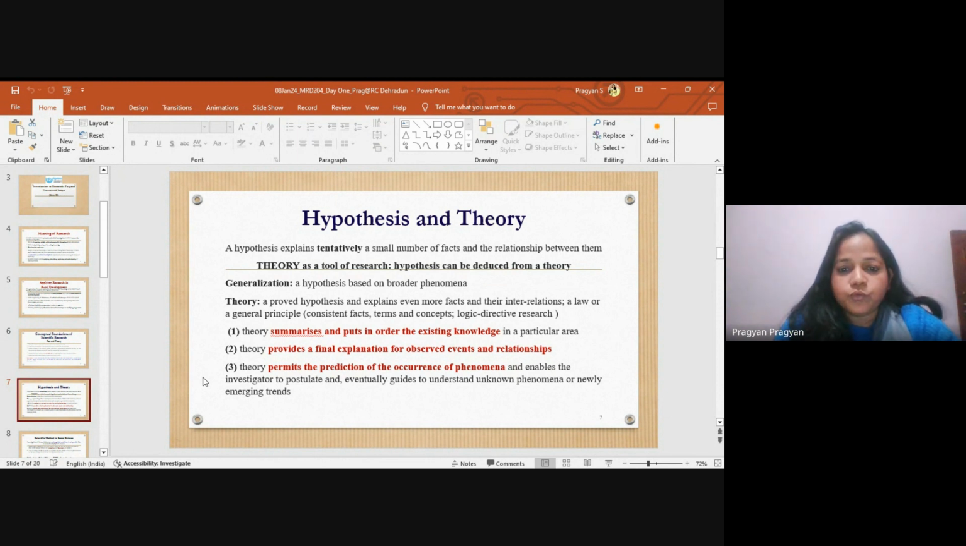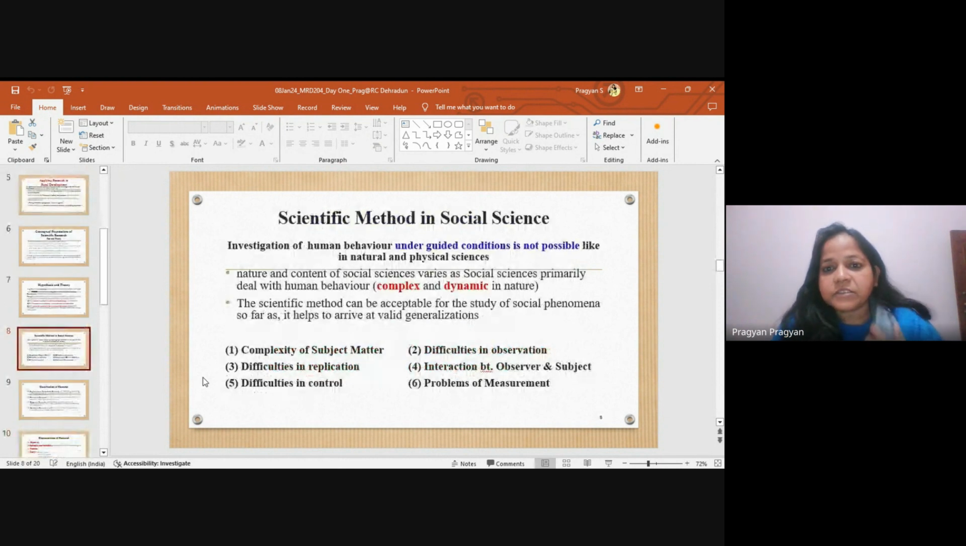So let's move to our next slide, that is scientific method in social science. So overall, now we have developed a general idea about key terminology regarding social research, which is number one, it has to be reliable. Number two, it has to be valid. Number three, it has to be objective.